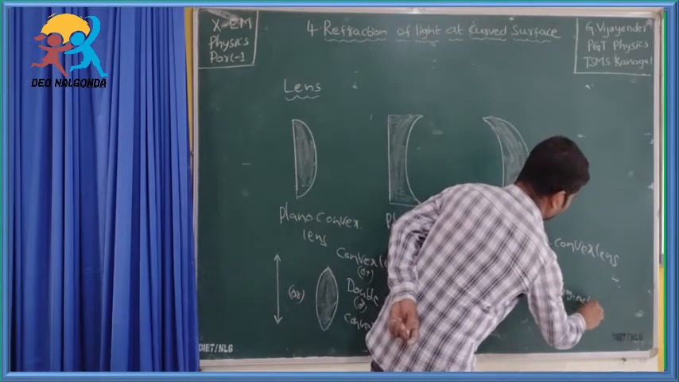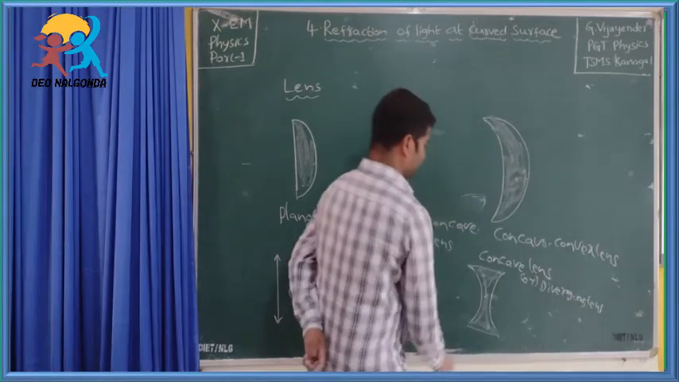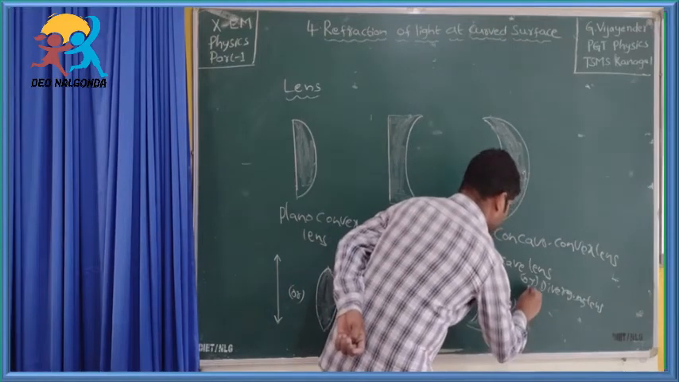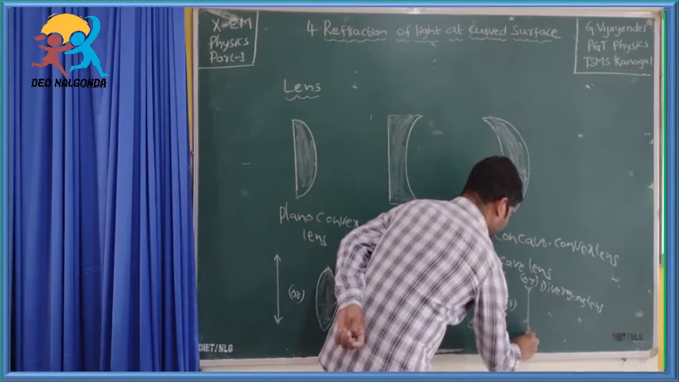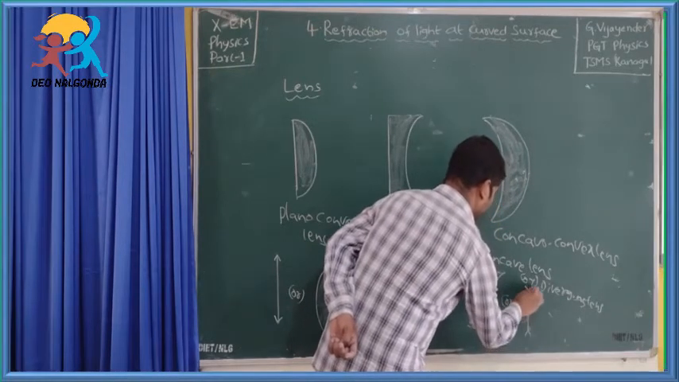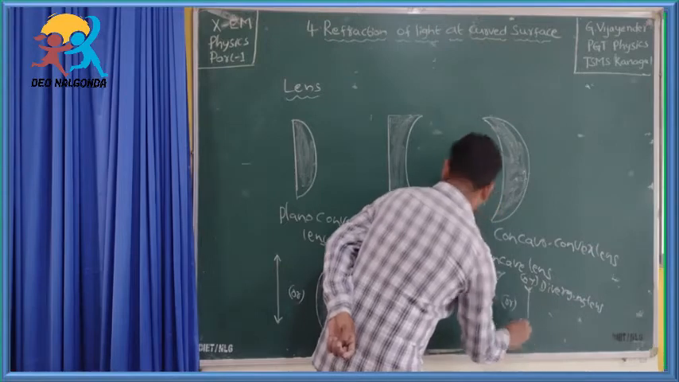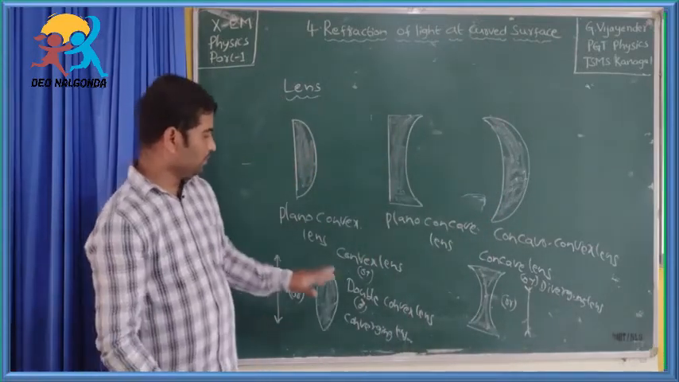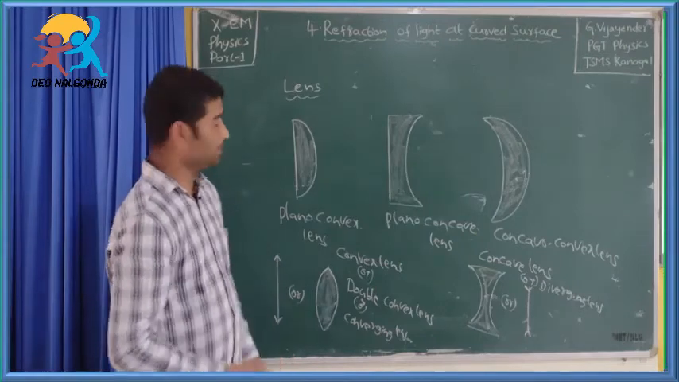This diverging lens can also be denoted by inverted arrow marks. Here is the vertical line and the arrow marks are inside. For the convex lens, the arrow marks are outside. These are the types of lenses.